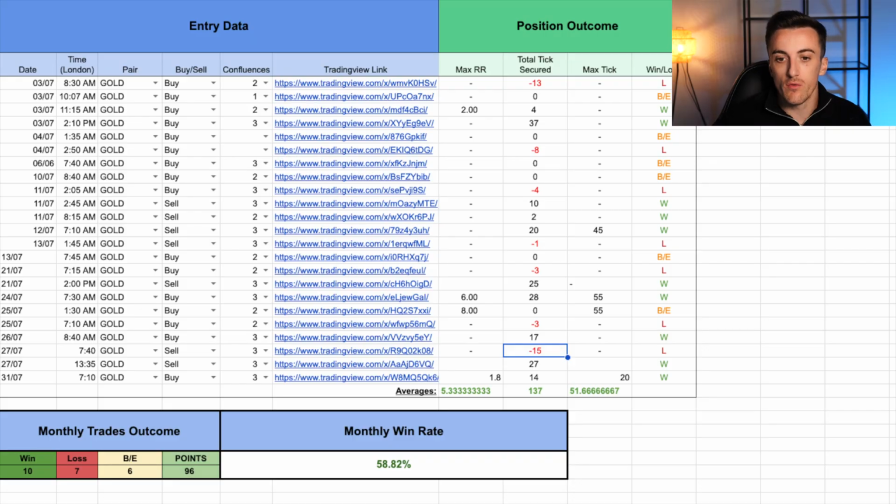If we look up at the total for the month, we ended the month up 137 ticks. Now, if we relate that to some sort of dollar amount, if you guys trade 1 contract, that's $1,370. If you guys trade 10 contracts, that's $13,700 for the month. The biggest loss being 15 ticks.